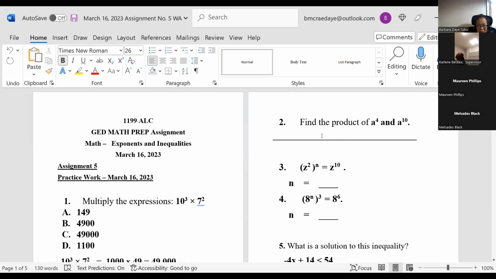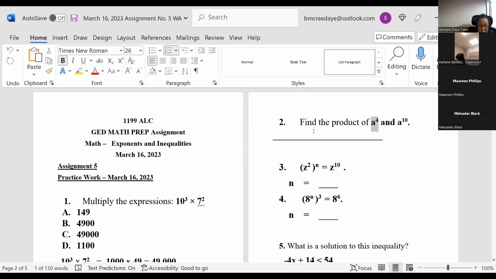That's right. Because what do you do when you multiply? What's the rule when you multiply? You didn't tell me the rule. I just do it because I like the answer. No, what's the rule when you multiply exponents? Add, that's right. So you added the 4 and the 10, and you got a to the 14th. Okay. Mercedes, you okay with that?